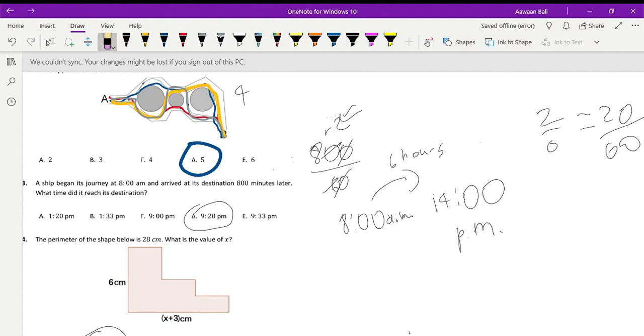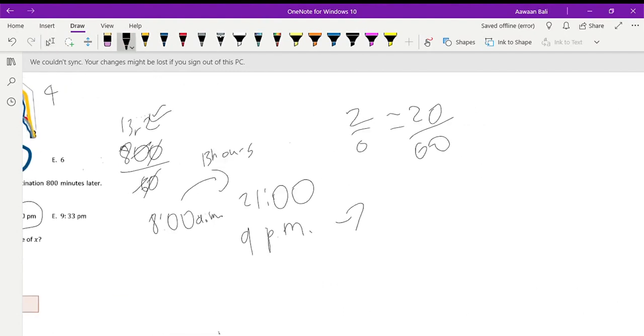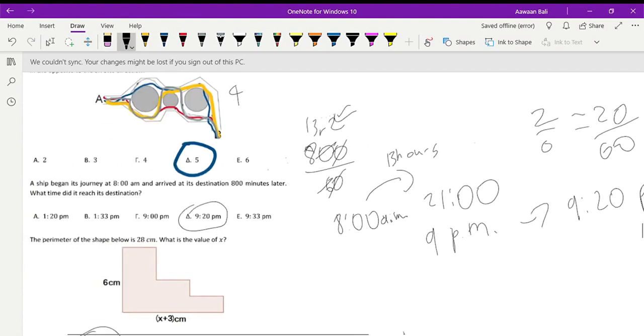Oh, sorry, I made a mistake here. So there's 13 hours. Oh, okay, so then we get 21 minus 12 is 9 p.m. And then you add the 20 minutes, 9:20 p.m. Therefore, the answer is 9:20 p.m.